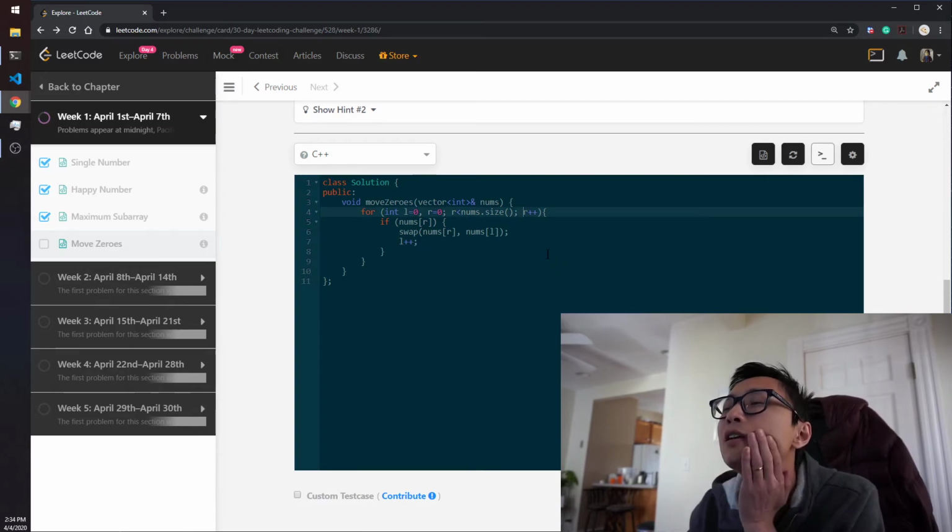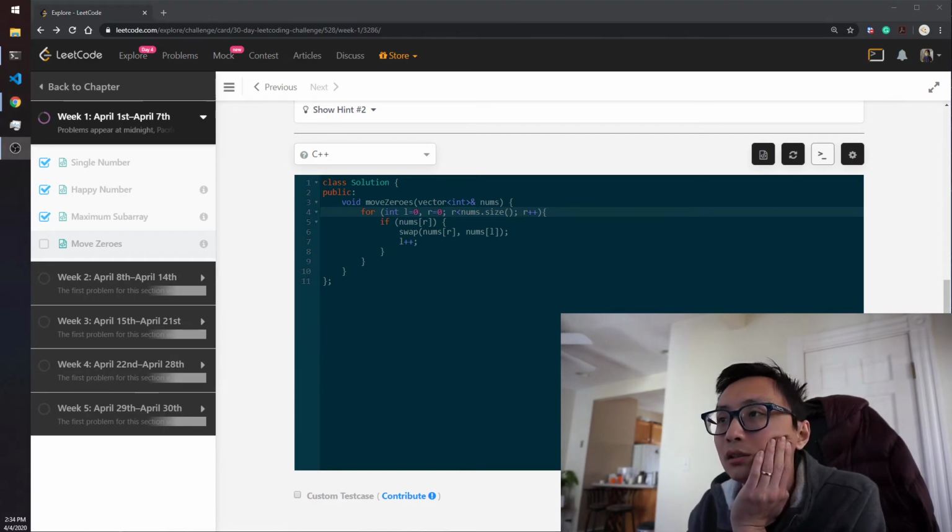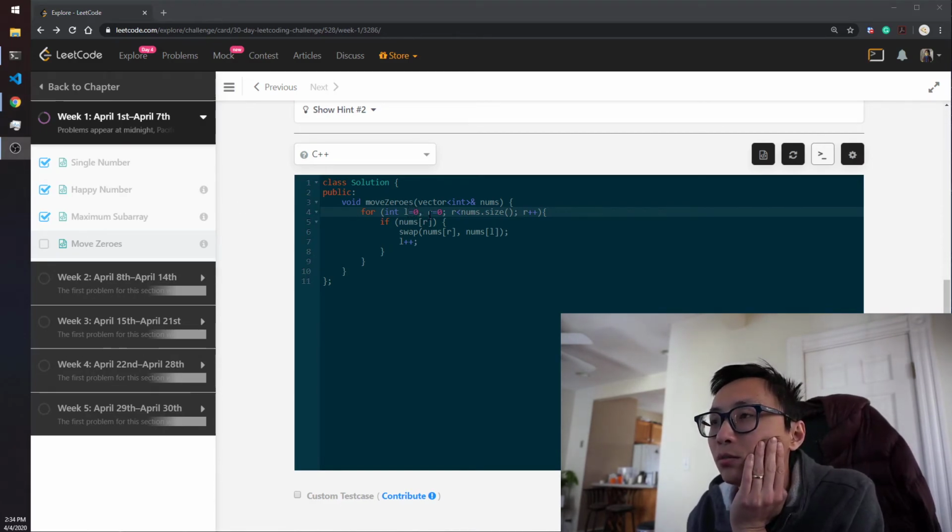Let me see if we have any obvious errors. So we are initially pointing towards the very first element. We try to move the right pointer towards the right to find the next non-zero element. And if we find one, we swap and increment left. If it's 0, we move forward. So that makes sure that the left is always pointing towards the 0 element there.